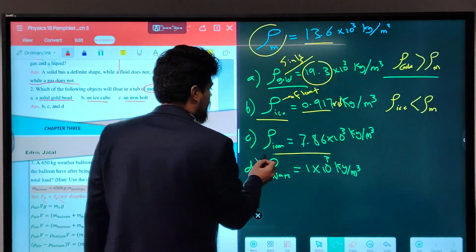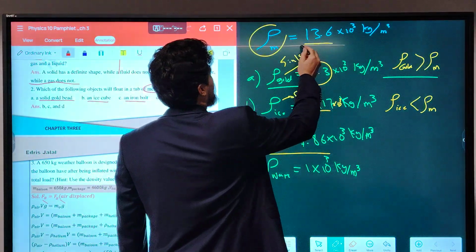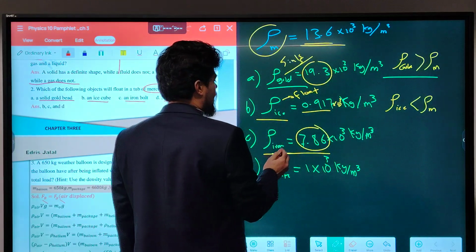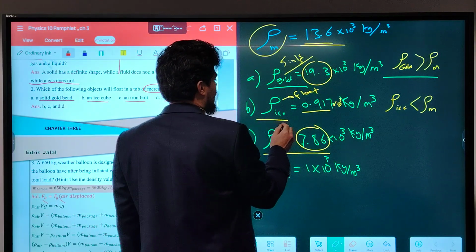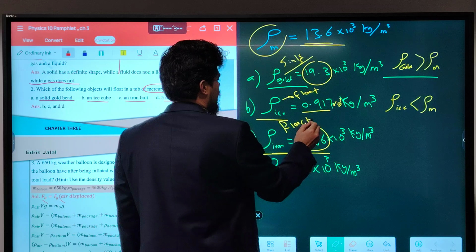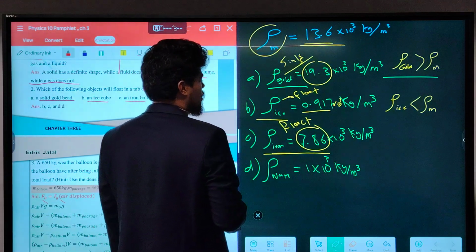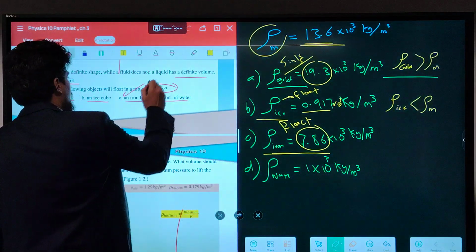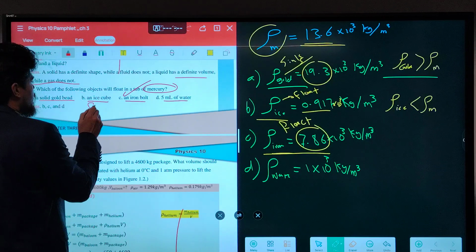And the iron also floats on top of mercury. Why? Because the density of iron is less than the density of mercury. The iron bolt also floats.